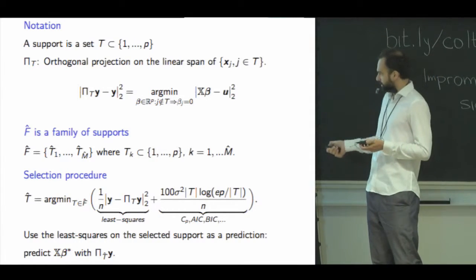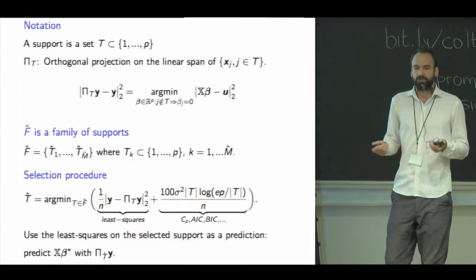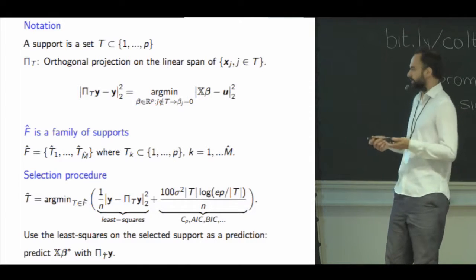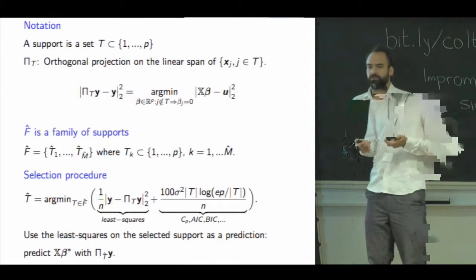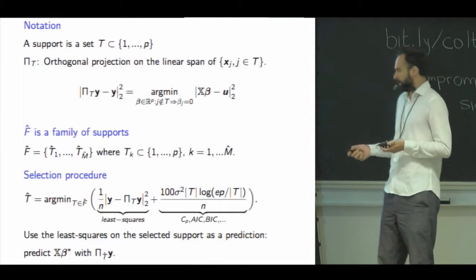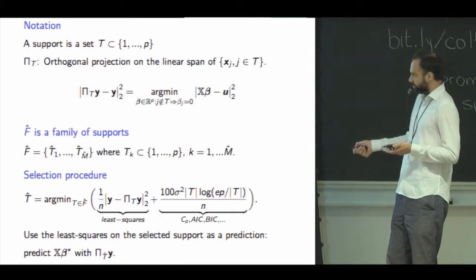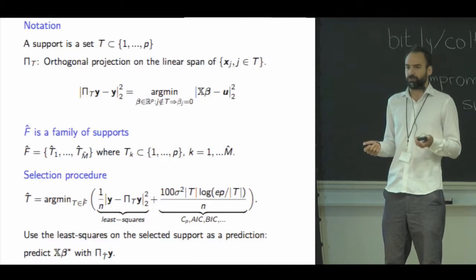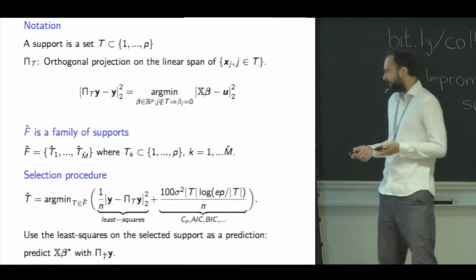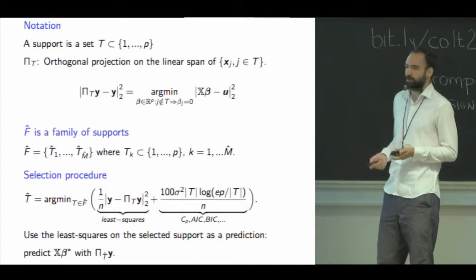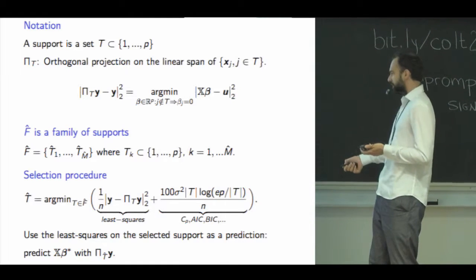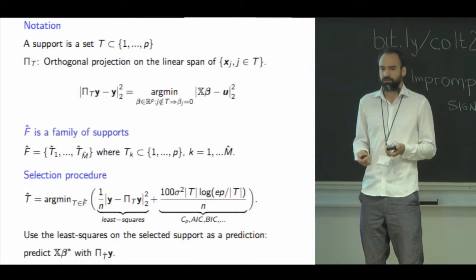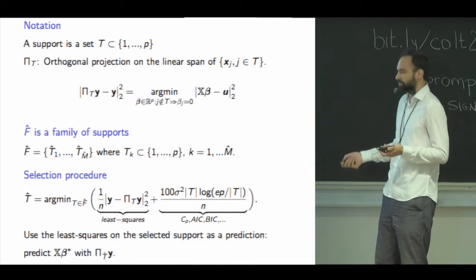This is actually the selection procedure that was suggested in the original lasso paper, and then in the following papers on the degrees of freedom of the lasso. But to my knowledge, there are no statistical guarantees on the performance of this selection procedure. Once we have selected one support, we use the projection of Y on this support as a prediction for X beta star.